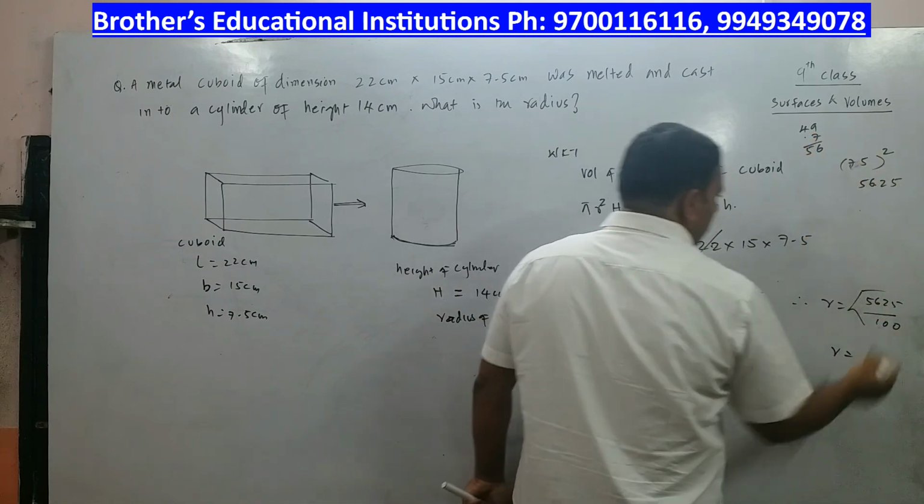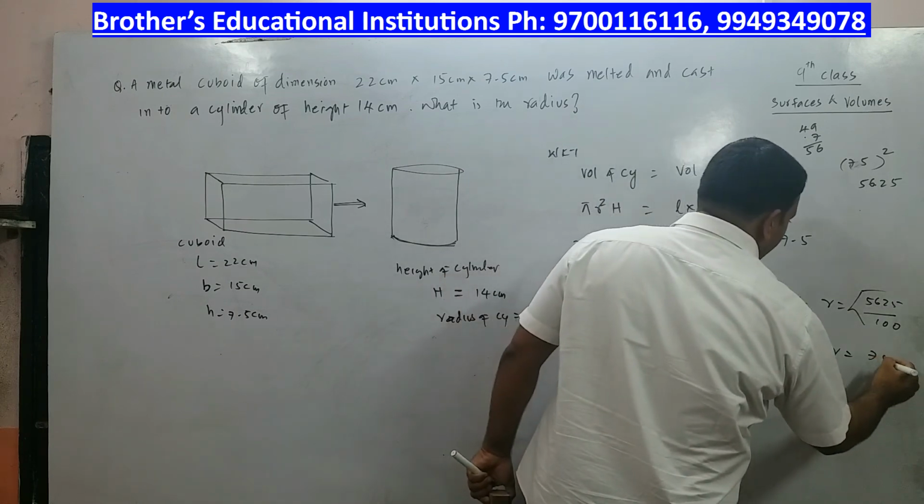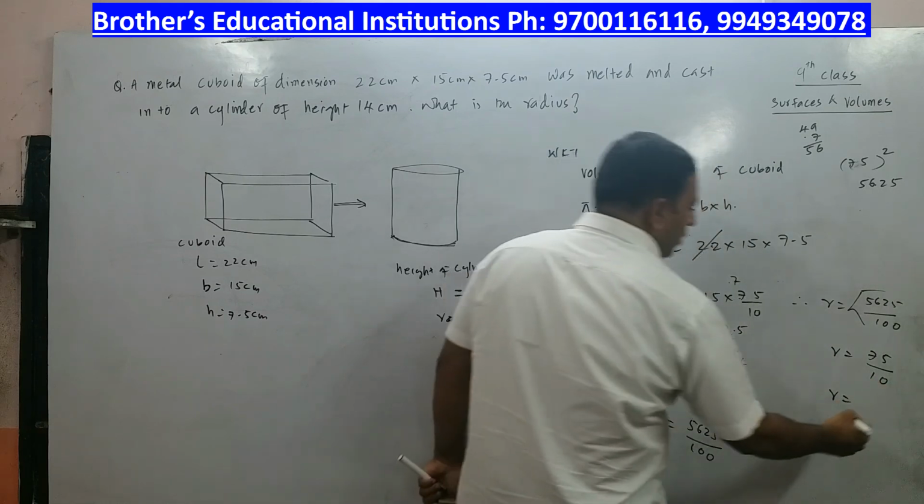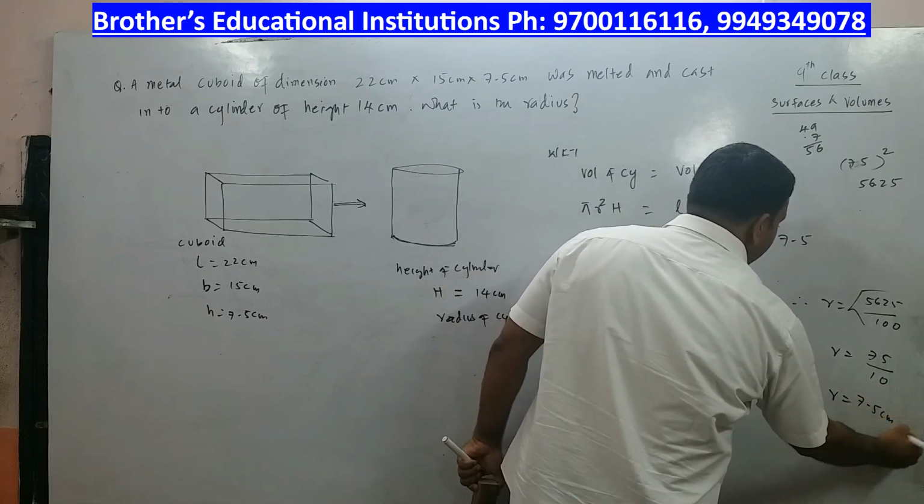So r is equal to, what is the square root of 5625? 75. And what is the square root of 100? 10. So what is the radius? Radius is equal to 7.5 centimeters.